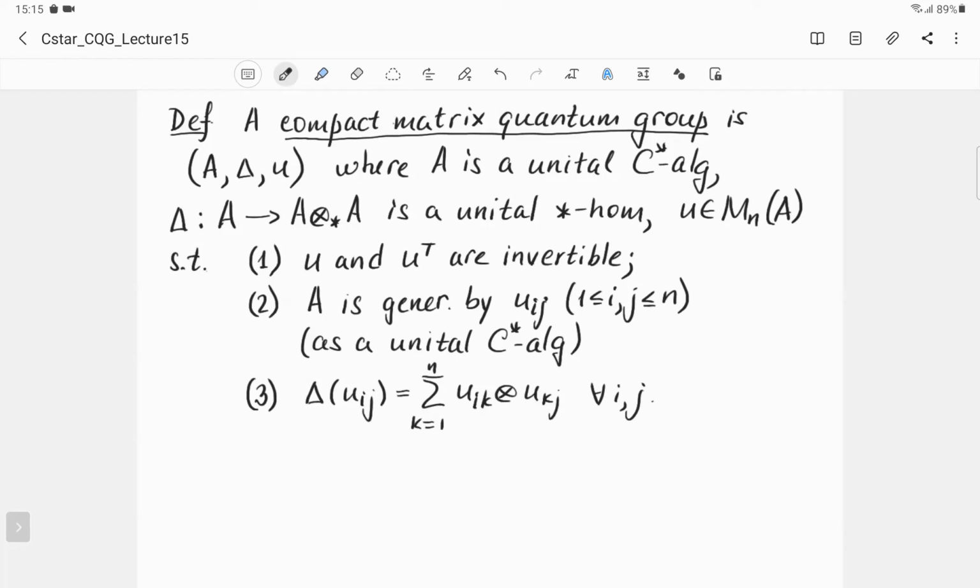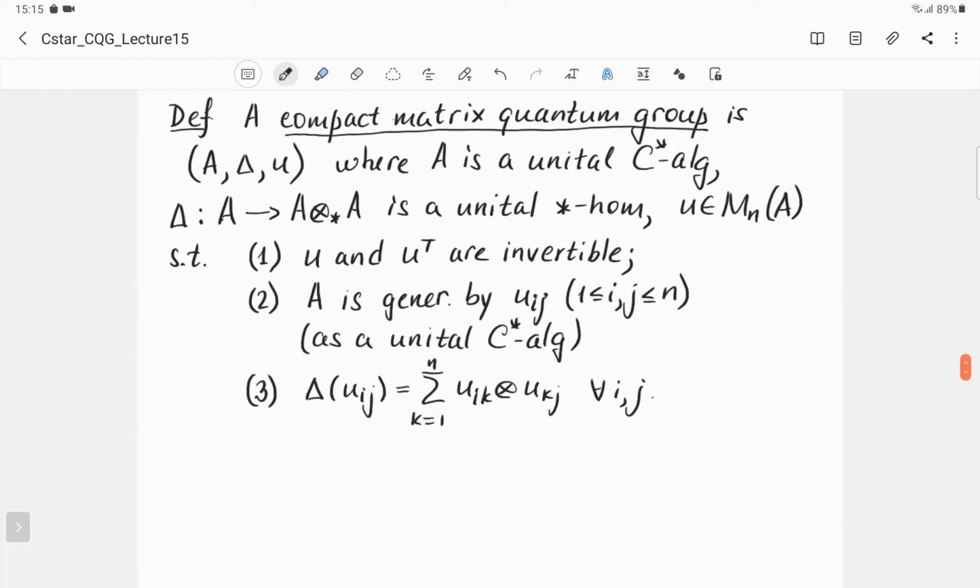So in the definition, we don't require that delta is co-associative. This definition is also due to Woronowicz, but it was given earlier than the general definition of a compact quantum group, namely in 1991. More exactly, the original definition was given in 1987, but it was different from this one and much more complicated. The simplified definition, which is equivalent to the original one, was given by Woronowicz in 1991.